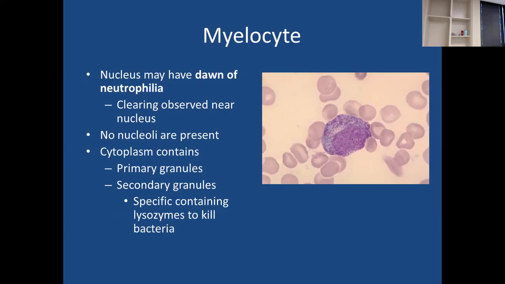All right, so notice that the myelocyte, this is our first stage of maturation where we should have no nucleoli present. No nucleoli. And then we'll also start to see primary granules and secondary granules too. Those secondary granules are very prominent and they oftentimes will mask the primary granules.